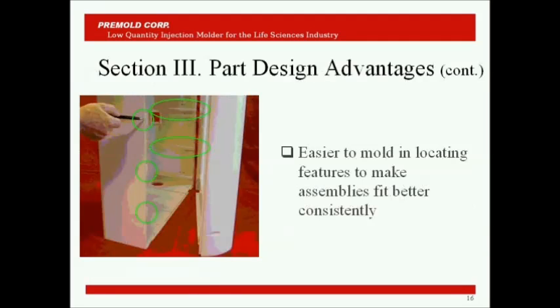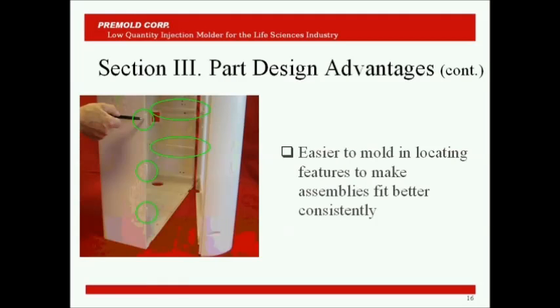Thanks, Doug. Because parts from the RIM process are so resistant to sink and warp, it's easier to mold locating features into your parts. Here we've circled some ribs and tabs molded on the inside of a part that form an interlocking feature with a tongue that's molded in the mating part.